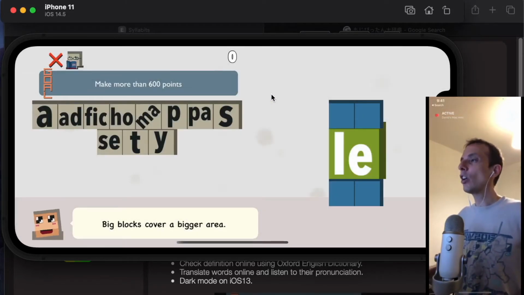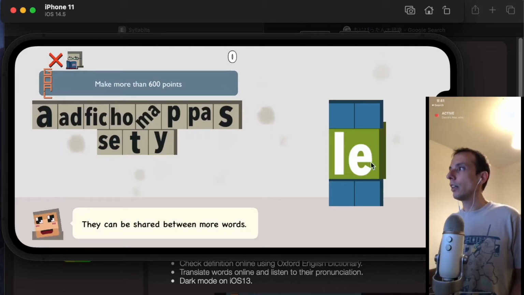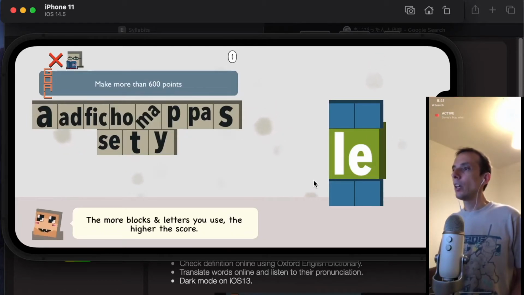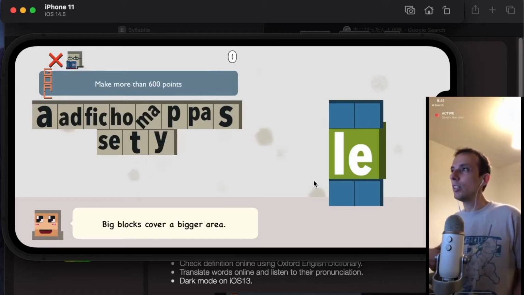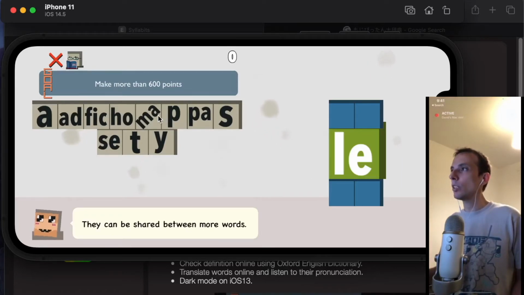This is a bit tricky. You have to make more than 600 points. So big blocks cover a big area, the character says. So you can share this le between many words. So if you use that, you can actually make many words in here. So you have to exploit that to make as many words as possible.